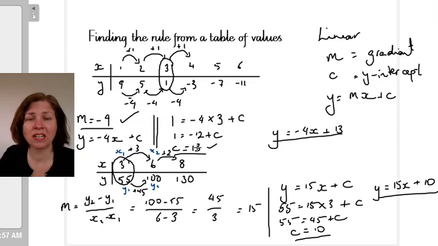Once I've found my gradient, I substitute in just one value. I just choose one based on which numbers look like less work for me, in order to find the equation. So there's not really a new skill here, it's just a new context.